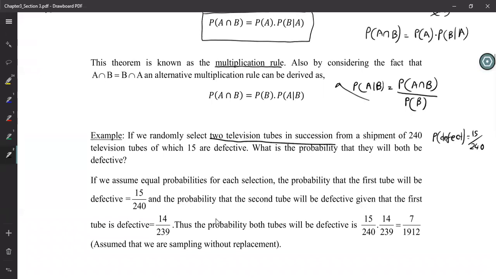Now, how do you find this one? Think about when you pick the first tube, the first item. In that shipment, how many are there? There are 250.